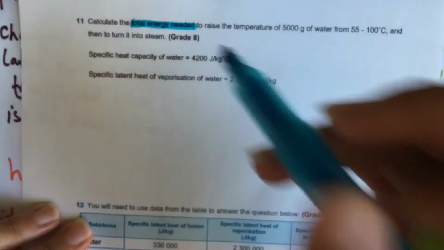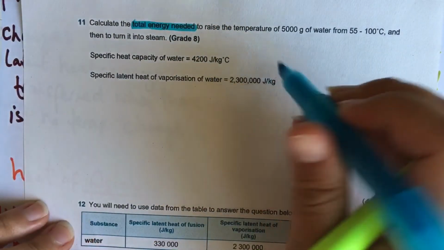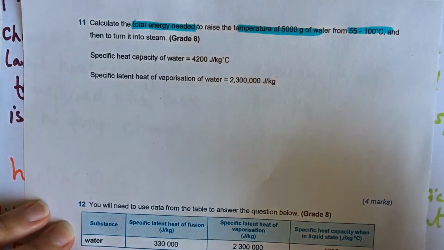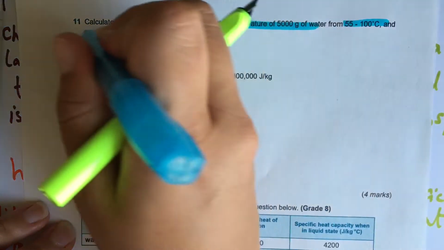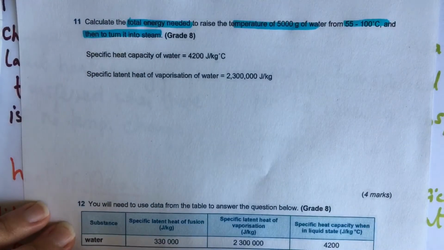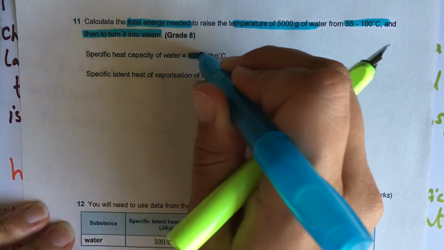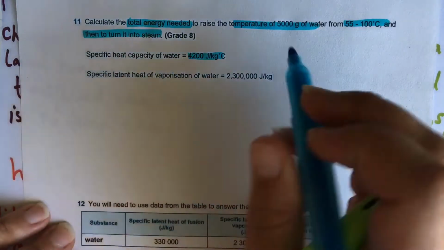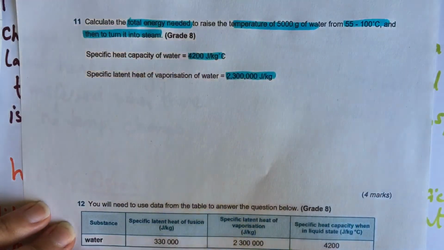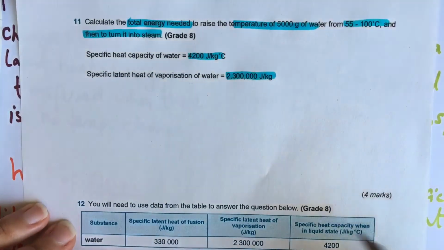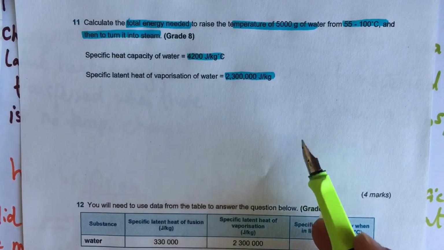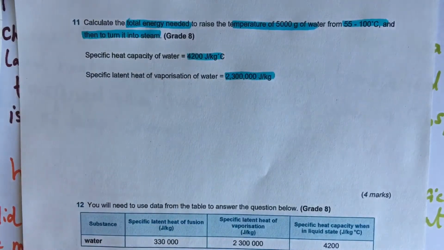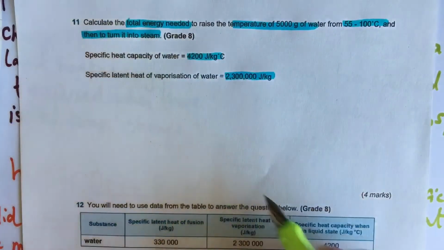Calculate the total energy needed to raise the temperature of 5,000 grams of water from 55 to 100 degrees Celsius and then to turn it to steam. Specific heat capacity of water is 4,200 joules per kilogram degree Celsius. Specific latent heat of vaporization of water is 2,300,000 joules per kilogram. This is a bit more of a complex question, and I've definitely seen GCSE questions that are very similar to this before, if not almost identical, just a different scenario.